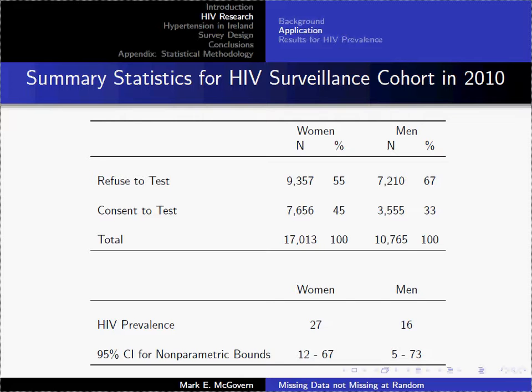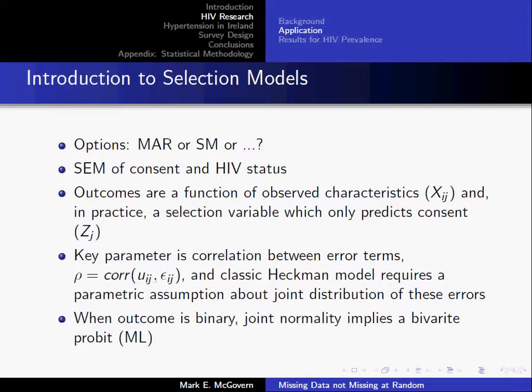Well, you can impose this missing at random assumption if you believe it's reasonable that you can account for the missingness based on what you observe, or you can try and implement one of these selection models. For those of you who aren't familiar with this approach, it's essentially a simultaneous equation model where you model both consent and HIV status at the same time. Basically, the two outcomes here, participation and HIV status, are going to be a function of our observed characteristics. These are going to appear in both equations. And then remember, we need this selection variable which only predicts consent to test.